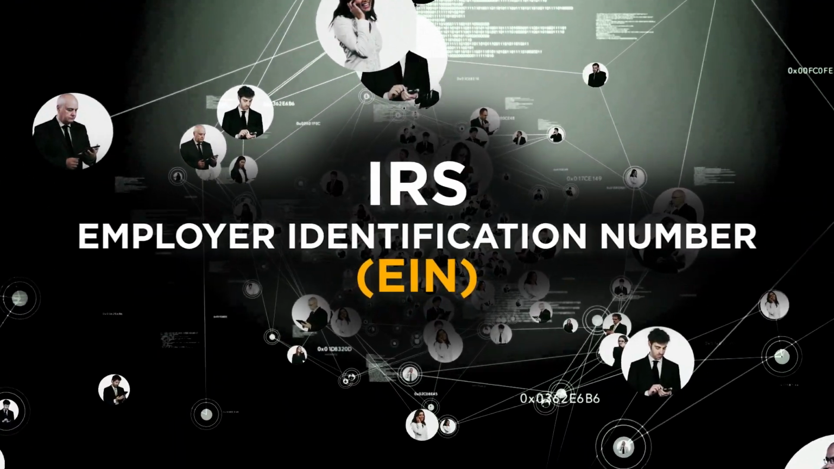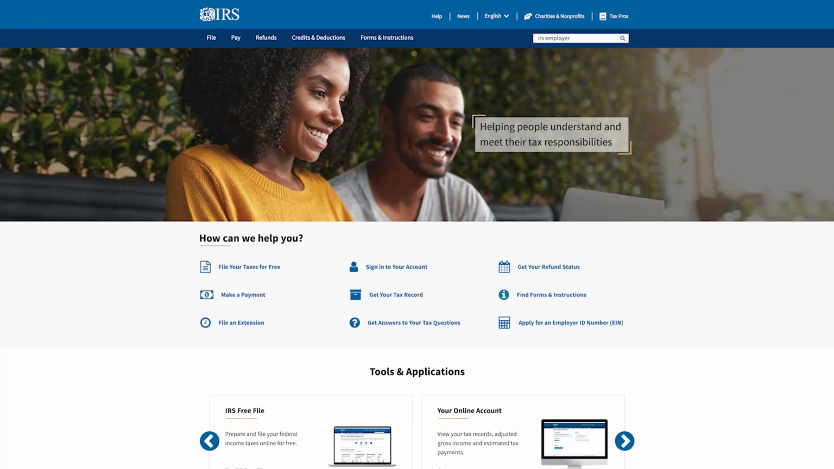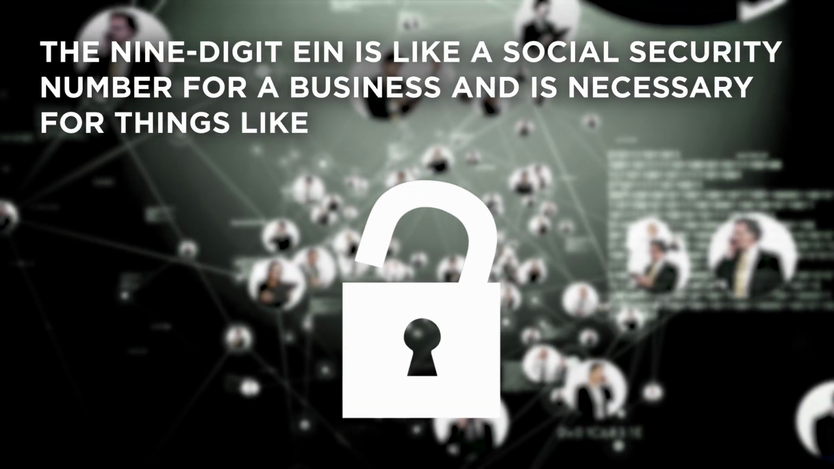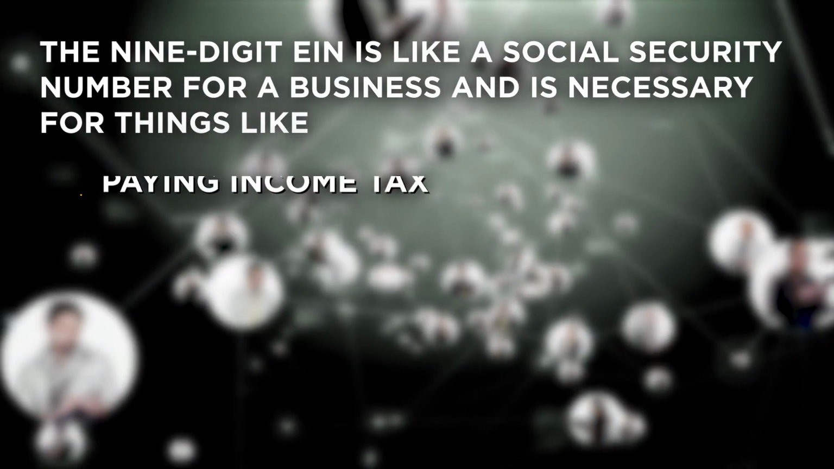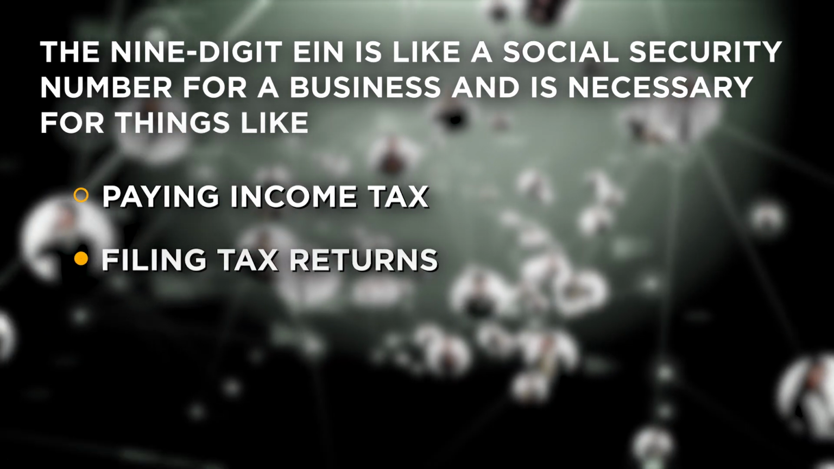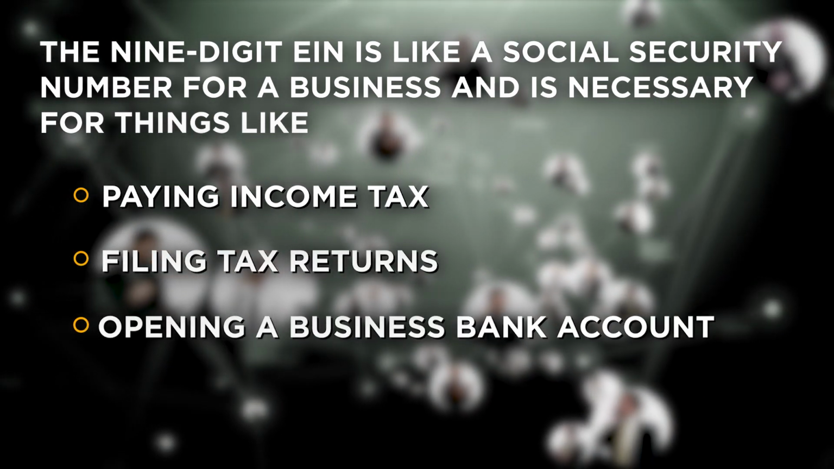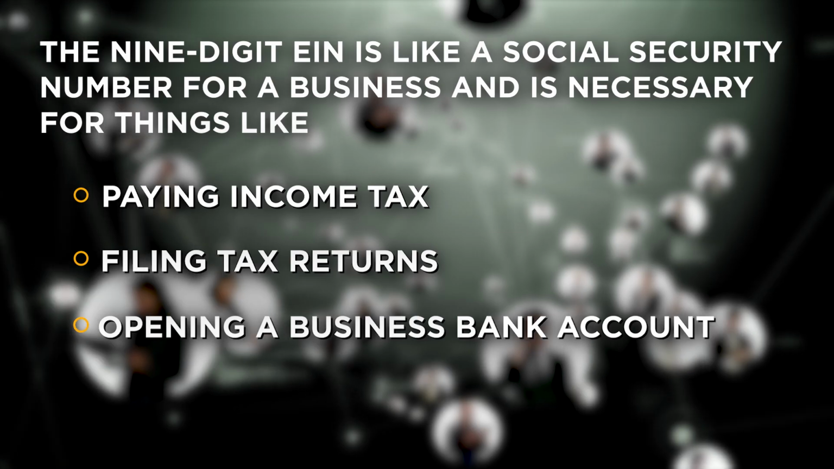Step 5. Get an EIN. Before your company is ready to start doing business, you must obtain an IRS Employer Identification Number, EIN, by applying on the IRS website. The 9-digit EIN is like a social security number for a business and is necessary for things like paying income tax, filing tax returns, opening a business bank account. You can apply for an EIN on the IRS website.